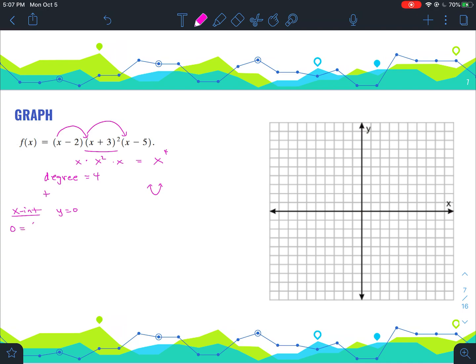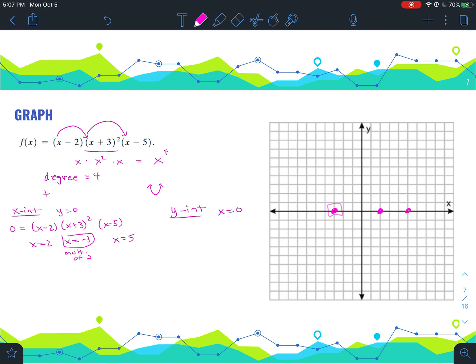Let's find our x-intercepts. To find our x-intercepts, you're going to let y equal 0. So 0 equals x minus 2 times x plus 3 squared times x minus 5. So my x-intercepts are at 2, negative 3, and that's a multiplicity of 2. Remember, that means it's going to touch the x-axis there and then bounce off. And then I have another x-intercept at 5. So at 2, I have an x-intercept. At negative 3, I have an x-intercept. And at positive 5, I have an x-intercept. And then be careful at negative 3. I'm just going to box that because that's where it's going to bounce off of. It's not going to cross through there.